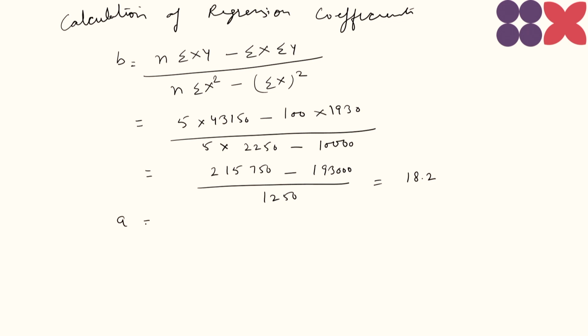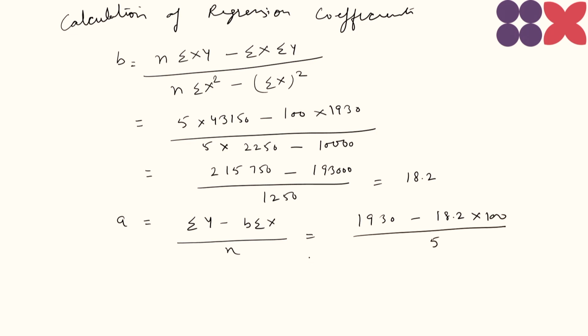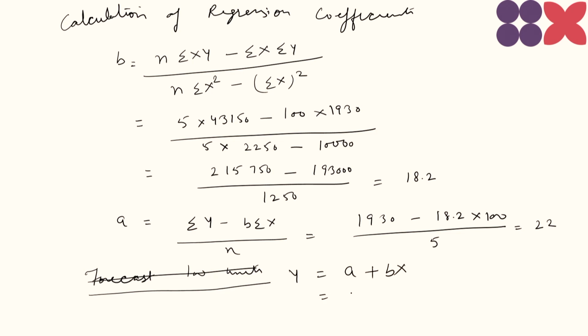Now we compute A, which is equal to summation of Y minus B summation of X, whole to be divided by N, which would be 1930 minus 18.2 into 100 upon 5. It comes to 22. Now we are there to forecast our sales for 100 units. That would be y is equal to a plus bx, where a we just computed is 22 and b we calculated 18.2 and x is 100, for which we are going to predict. So the y would be equal to 1842 from this particular question.